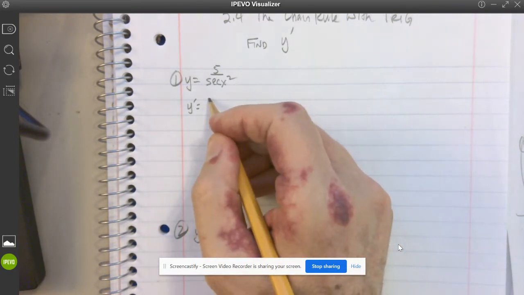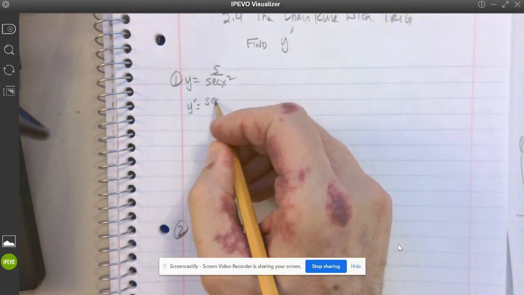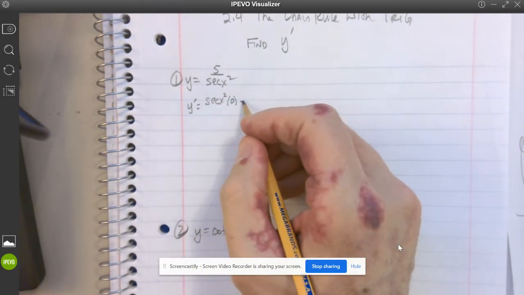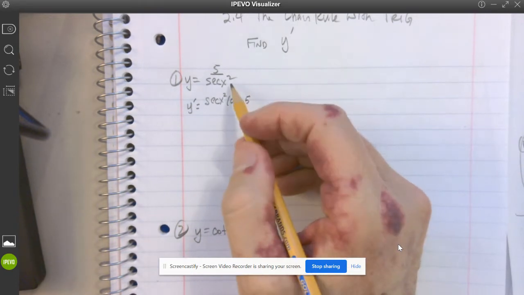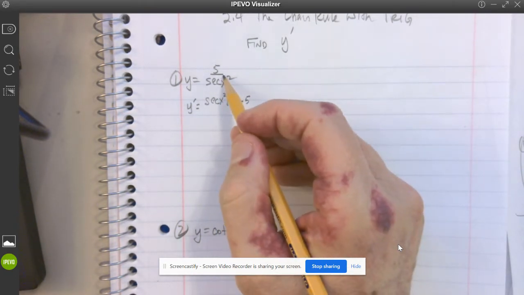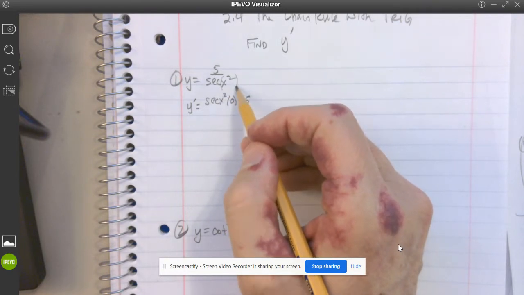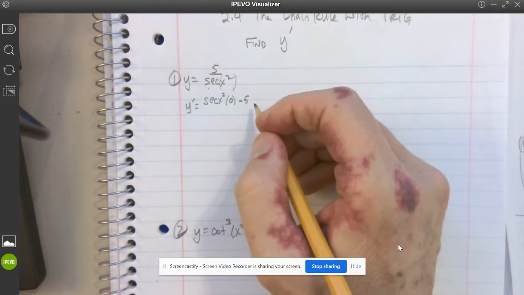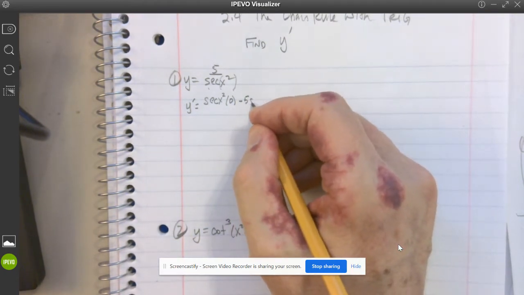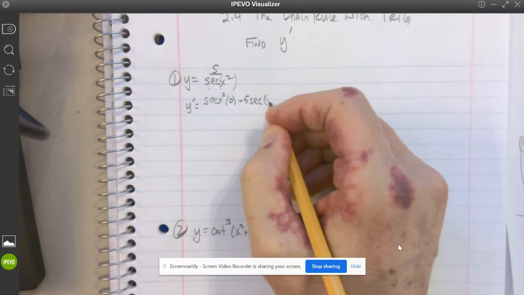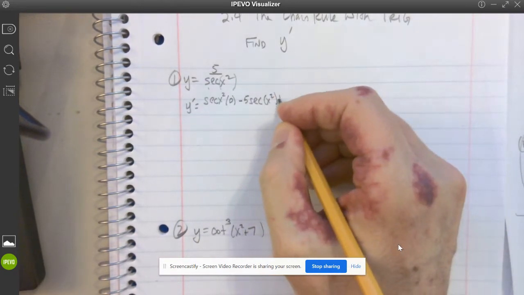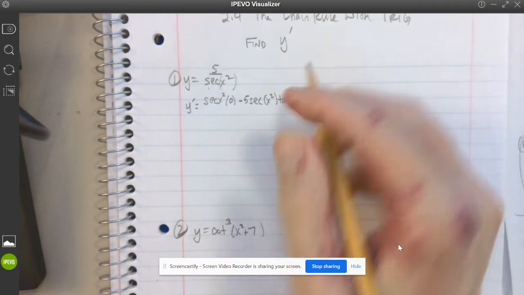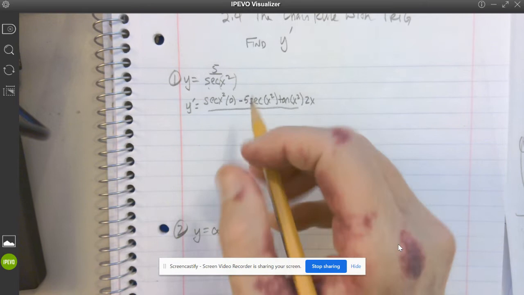So we have the bottom times the derivative of the top, which is 0, minus the top times the derivative of the bottom. This is where the chain rule is going to come in. Think of this as the secant of the quantity x squared. So secant's your outside function. The derivative of secant is secant, leave the inside alone, tangent, times the derivative of the inside, which is 2x, all over the bottom squared.